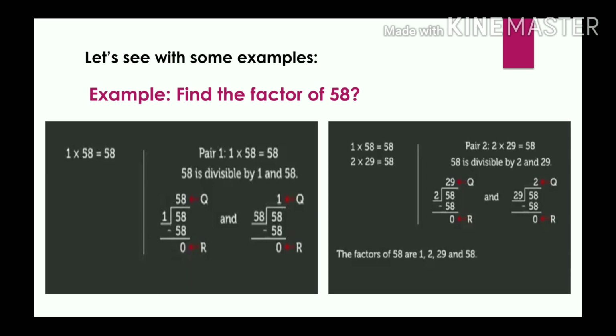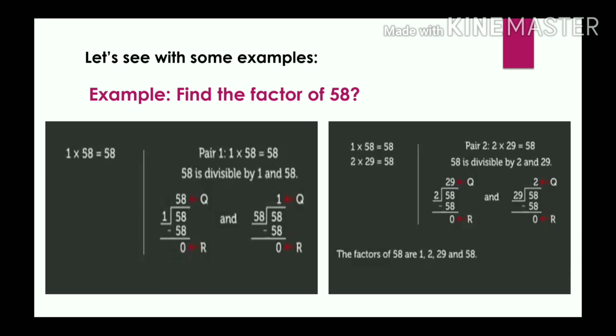Example 1. Find the factors of 58. Here we see, in the first pair, 1 multiplied by 58 is equal to 58. As we divide 58 by 1, we get 58, and if we divide 58 by 58, we get 1, which means 58 is divisible by 1 and 58. So our first pair is 1 multiplied by 58 is equal to 58.